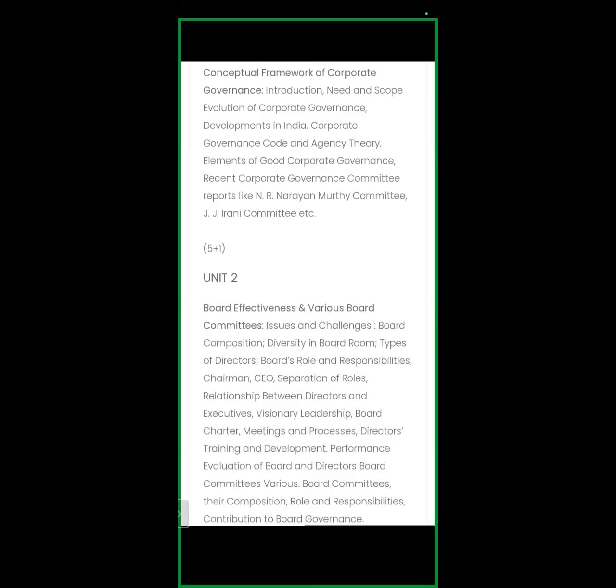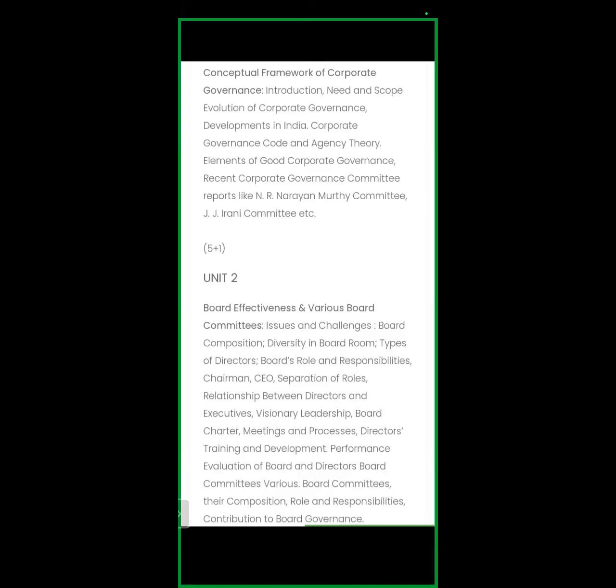And this particular report is considered as the main report on which the corporate governance rules and regulations are based, not only in UK, not only in India, but in other countries also. This is regarded as one of the most important reports in the field of corporate governance: how the corporates should function, what are their duties, what are their responsibilities.